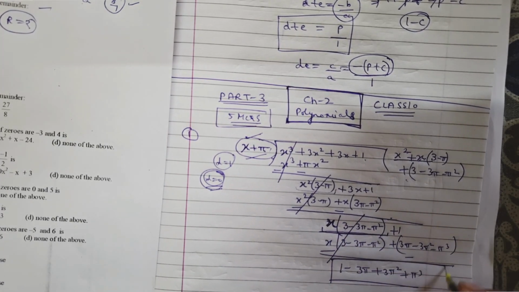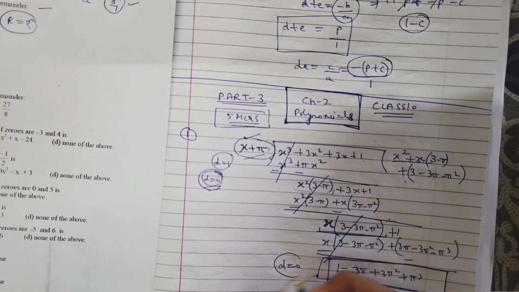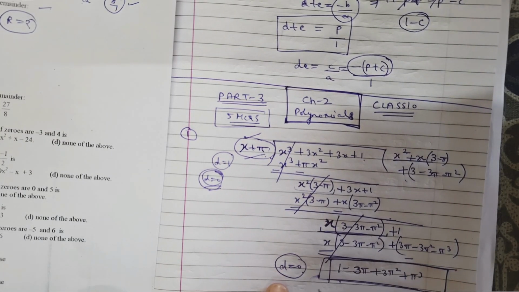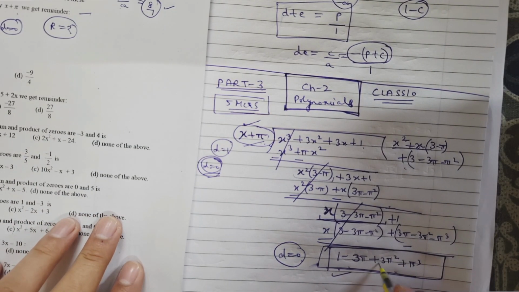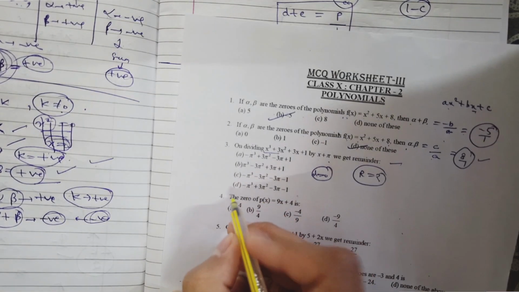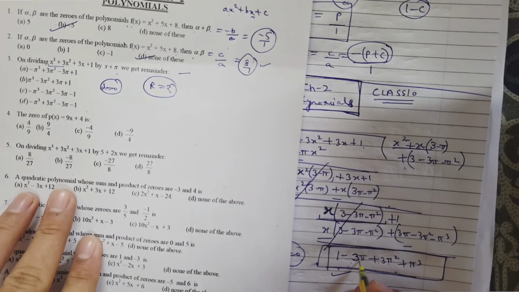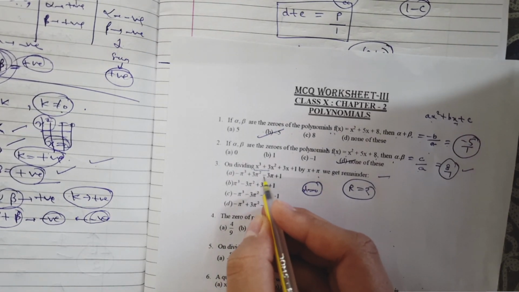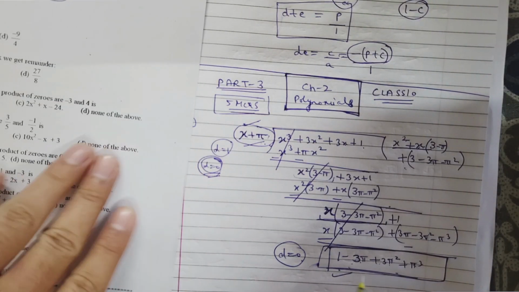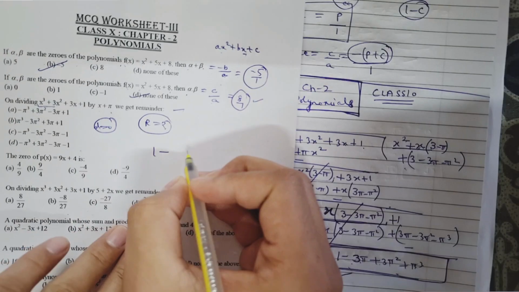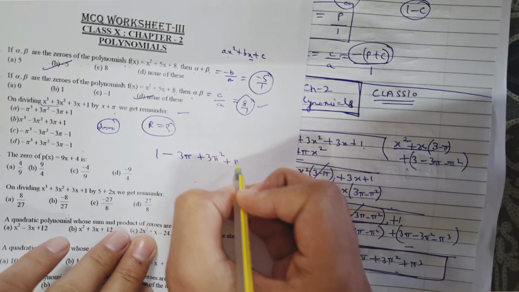This is your remainder. You can check that this remainder has degree equal to 0, which is less than the degree of the divisor. Hence you can say that our question is complete and this is your remainder. Now you can check your options. Pi cube plus 3 pi square, minus 3 pi plus 1. Your remainder is what? 1 minus 3 pi plus 3 pi square plus pi cube.